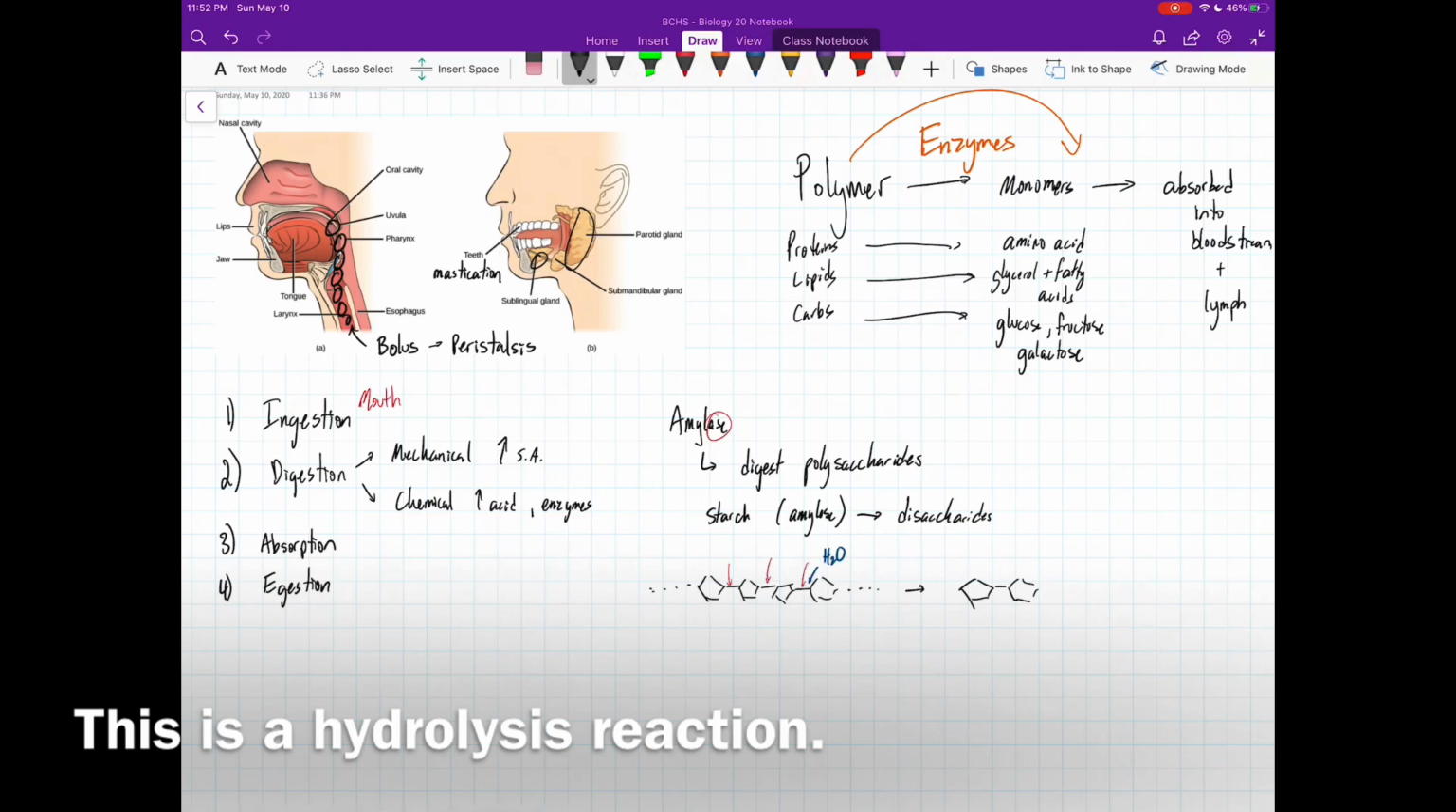To recap, mastication is the physical breaking down of food. It increases the surface area of the food to allow enzymes or other chemicals to act on it. In the mouth, you have amylase, and it will break down starches into disaccharides.